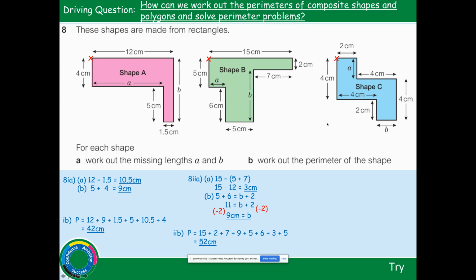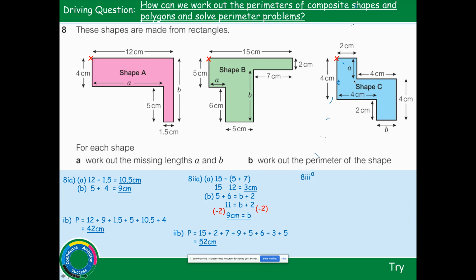Okay, third shape. We've got a funny old shape here. Find what we're looking for. We've got B here as a horizontal line we're looking for, and A is here, a vertical line. Right, okay. So we know, if I look at the vertical lines on the left of the shape, if you like, I've got 4 centimetres, add 2 centimetres, and I know that should equal 4 centimetres, add A.